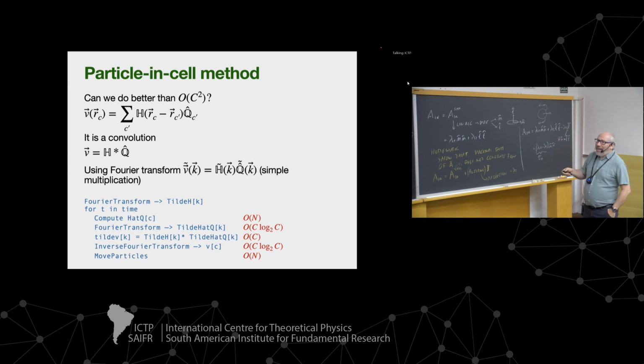The advantage of that: you have to compute Fourier transforms, so that's an overhead on your code, but the Fourier transform computation is very fast, it is C log C. So the whole code is order n plus order C. It's very fast. That's what people in astrophysics or in plasma physics do.